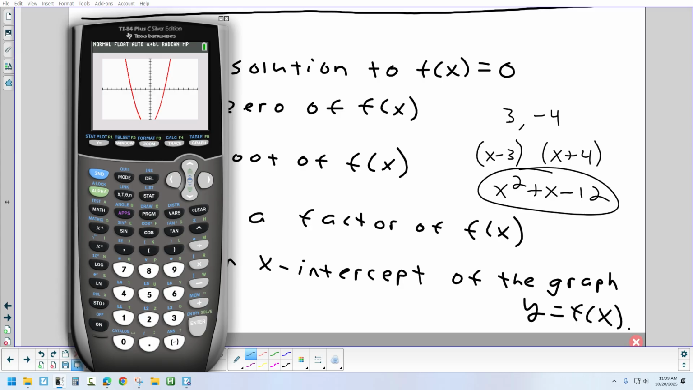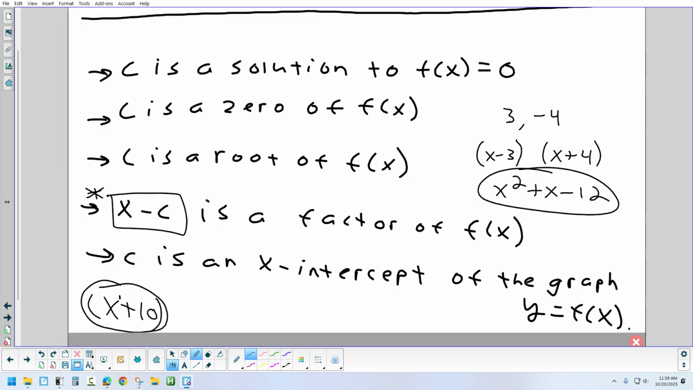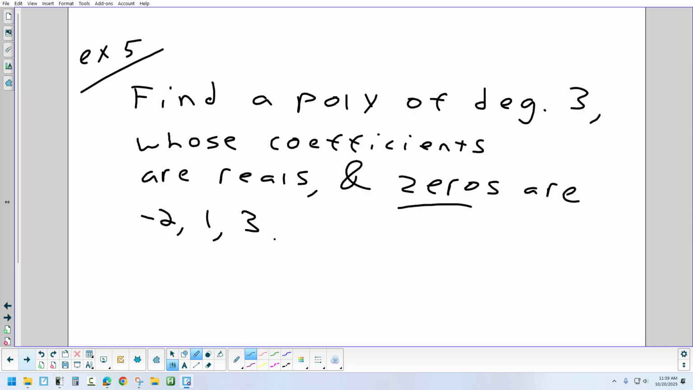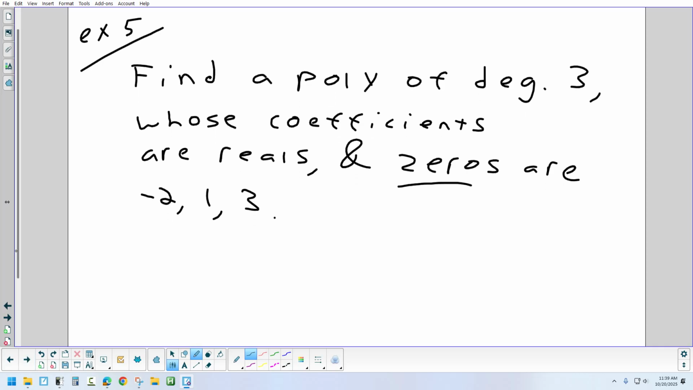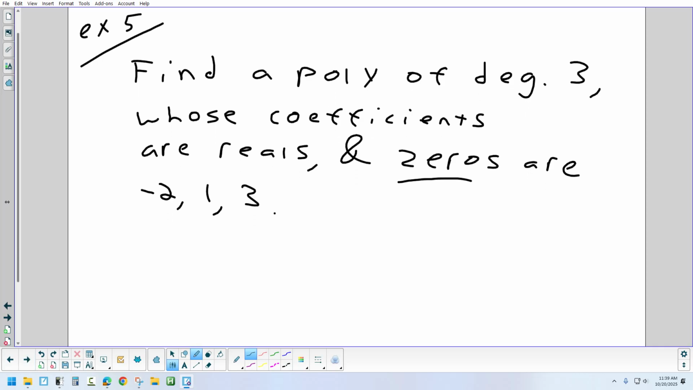I'm going to give you some roots, and I want you to tell me what I could graph on the calculator that it would go through those roots. But just keep this in mind, and that'll help you. Okay, so I want a polynomial of degree 3. That's a cubic.